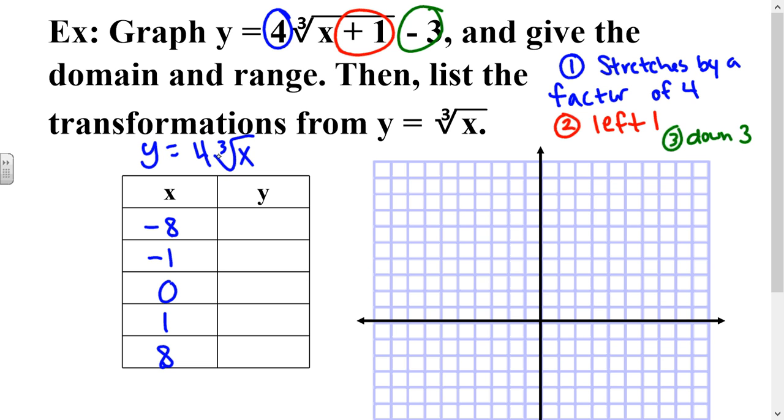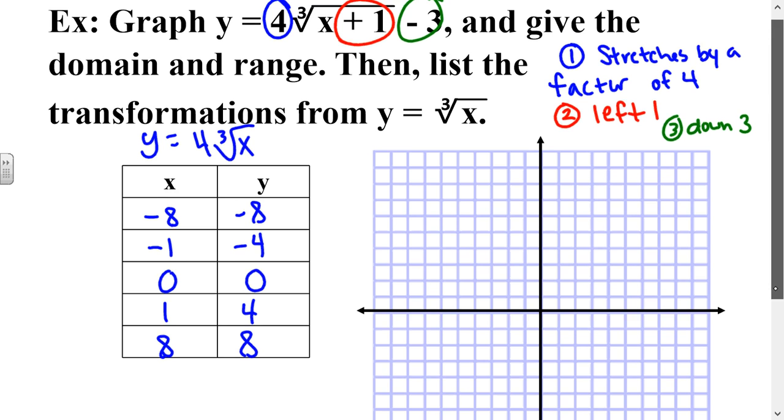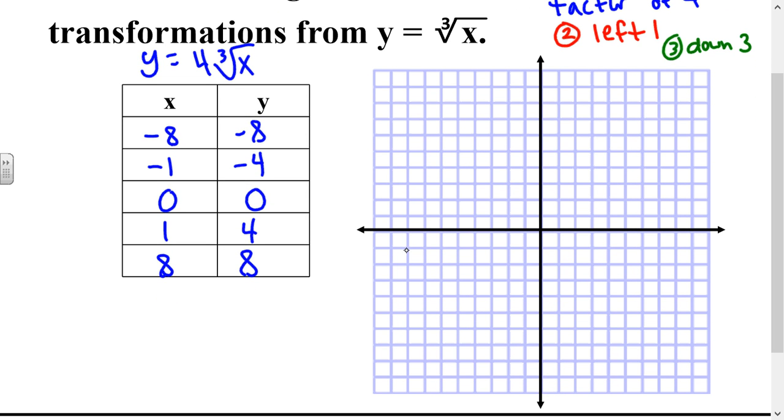So if I work this out, the cube root of negative 8 would be negative 2 times 4 would be negative 8. The cube root of negative 1 would be negative 1 times 4 would be negative 4. The cube root of 0 is 0 times 4 would be 0. The cube root of 1 would be 1 times 4 would be 4. And the cube root of 8 would be 2 times 4 would be 8. So I'm going to graph these points, but remember I'm not going to connect them yet because I'm going to have to translate them. So I have negative 8, negative 8, negative 1, negative 4, 0, 0, 1, 4, and 8, 8.